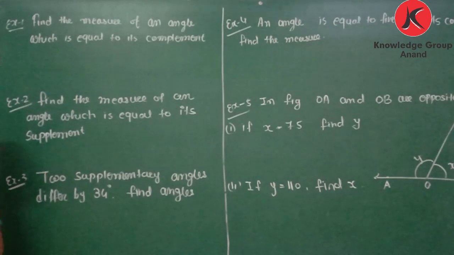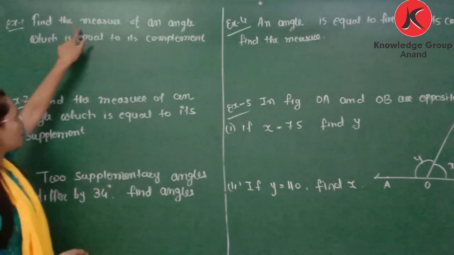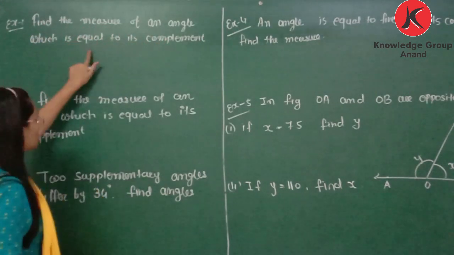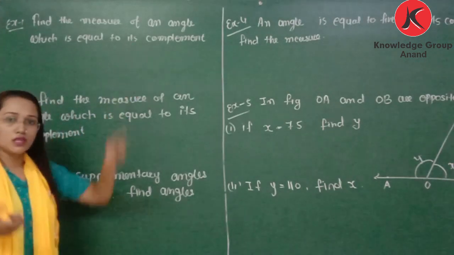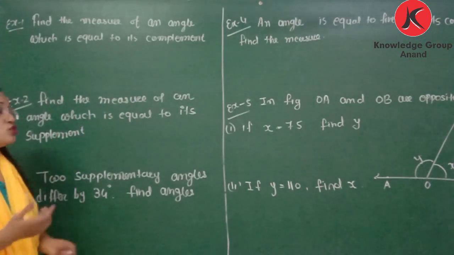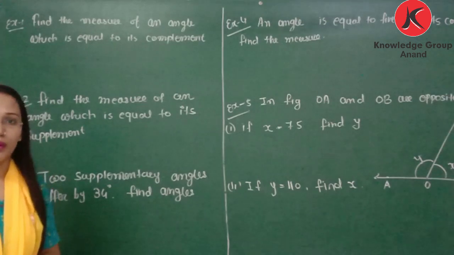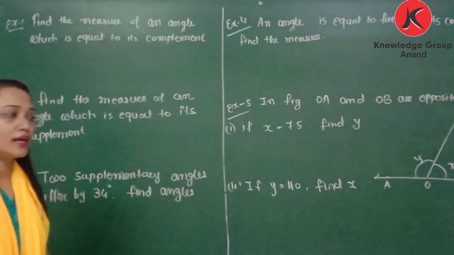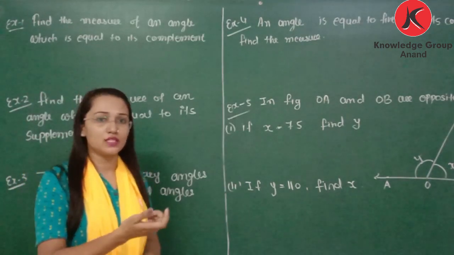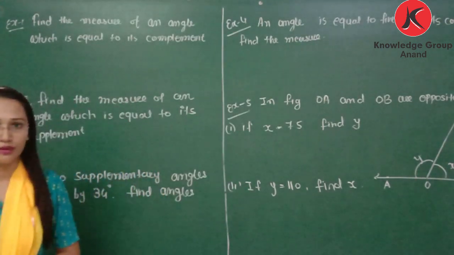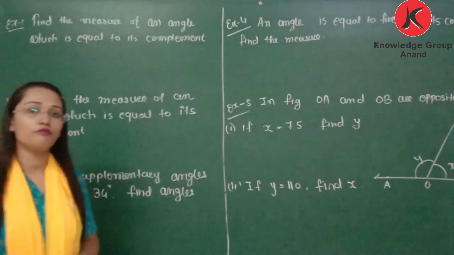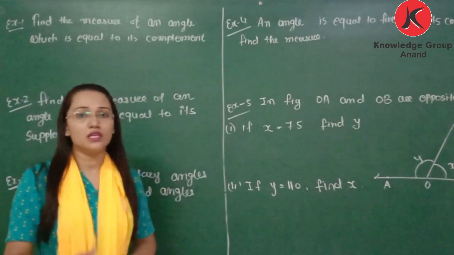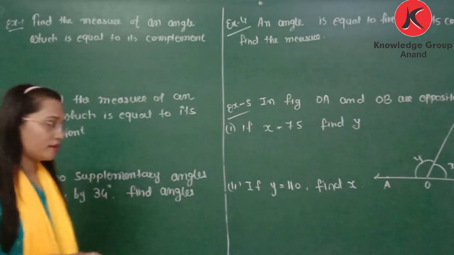So here, first, find the measure of an angle which is equal to its complement. So what is the question? Find the measure of an angle which is equal to its complement. Some angle is like that, so it is equal to its complement. It means the complement angle and the angle are the same. As we found in the previous example, if one angle is 25, then its complement is 65. Same here, the measure of one angle is such that it is equal to its complement.